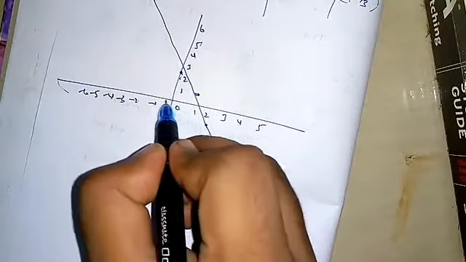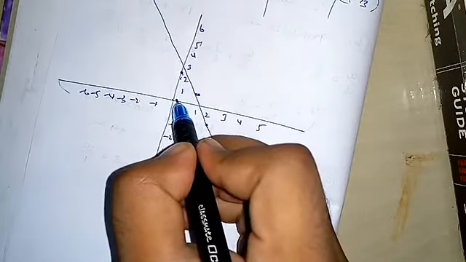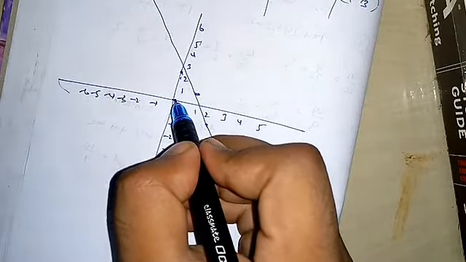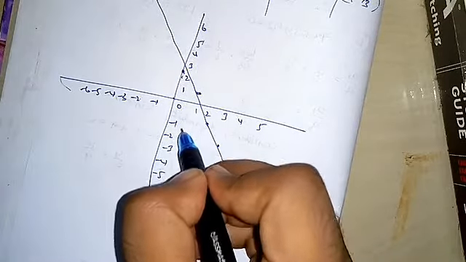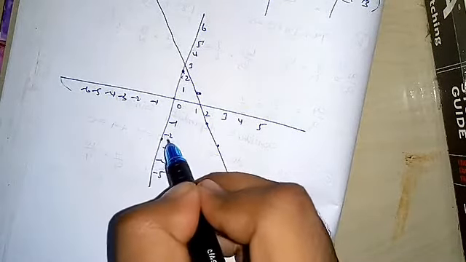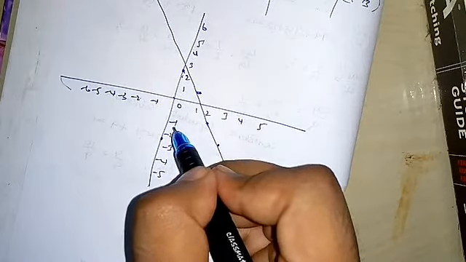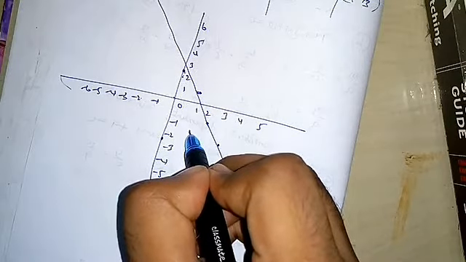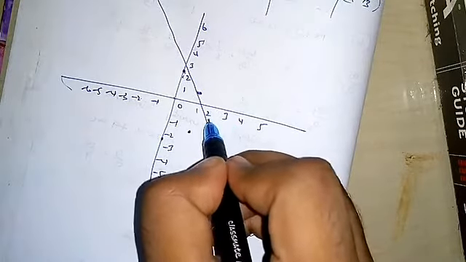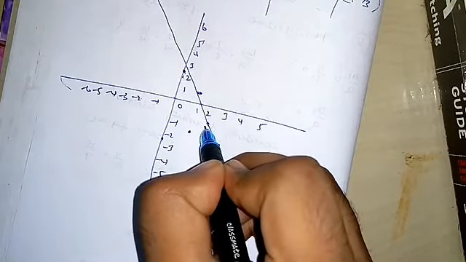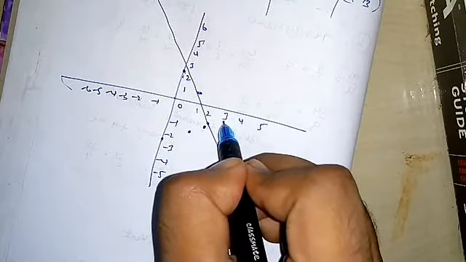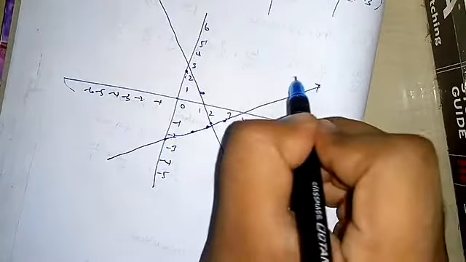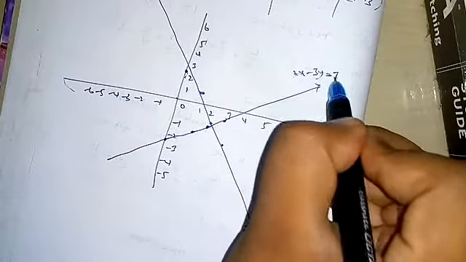For the next line, 0, minus 7 by 3. Minus 7 by 3 is something like minus 2.3, somewhere here. 1, minus 5 by 3, 1, minus 1.67, somewhere here. 2, minus 1, so here. 3, minus 1 by 3, somewhere here. If you join these points, you get a line like this. This is 2x minus 3y is equal to 7.